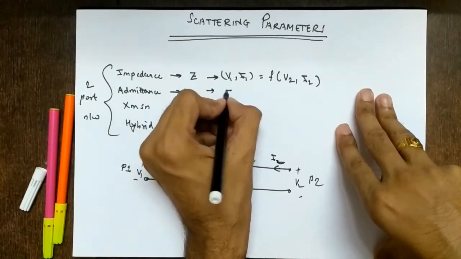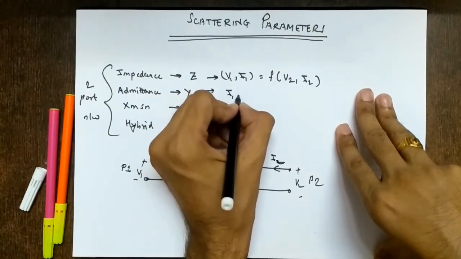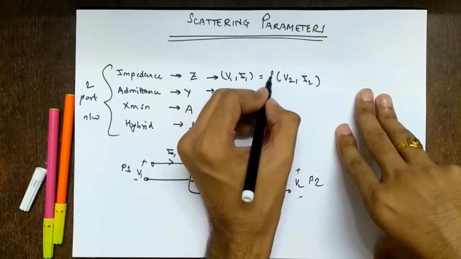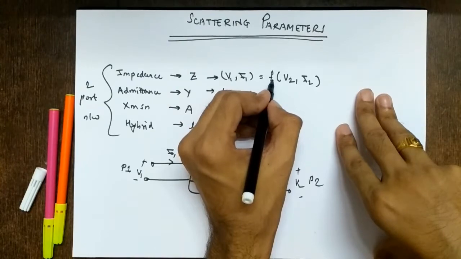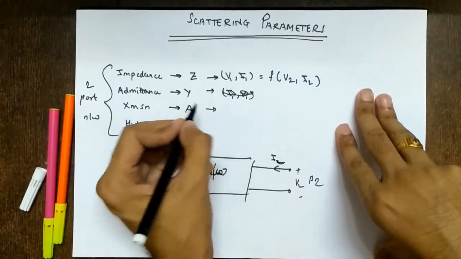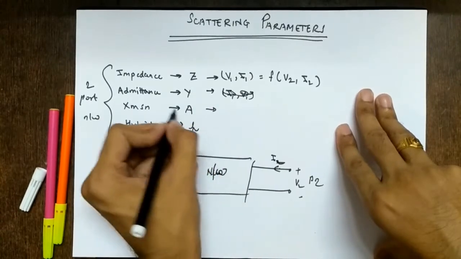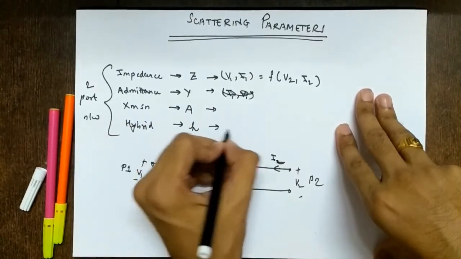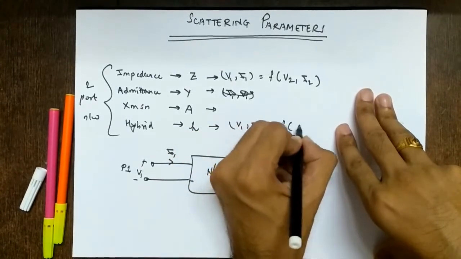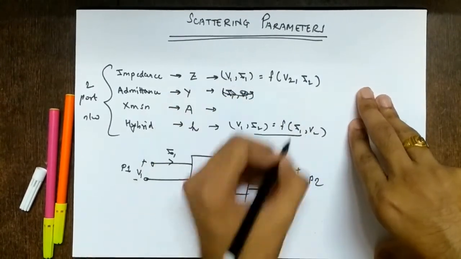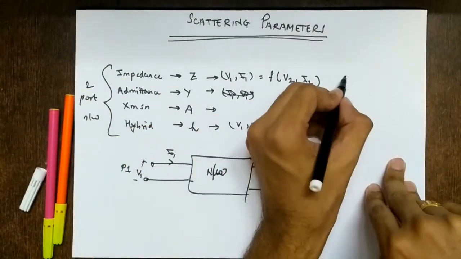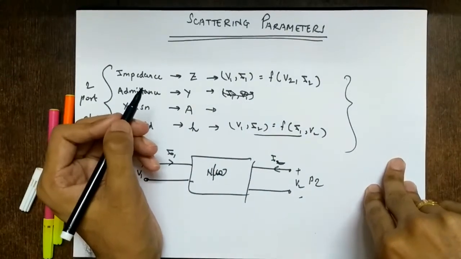Similarly here you will have I1, V1, it is admittance, right? Whatever it is, I'll leave that. Similarly we will have transmission parameters, ABCD parameters. Then for hybrid we will have V1, I2 as a function of I1, V2, right? So this is what you have studied. All the two port network parameters which you have studied so far are based on voltages and currents, right? But which course are we studying?